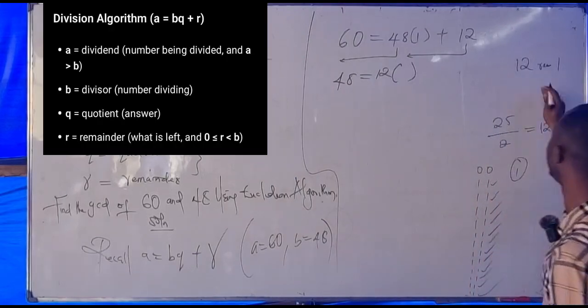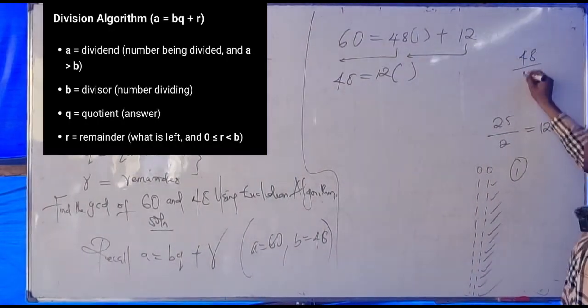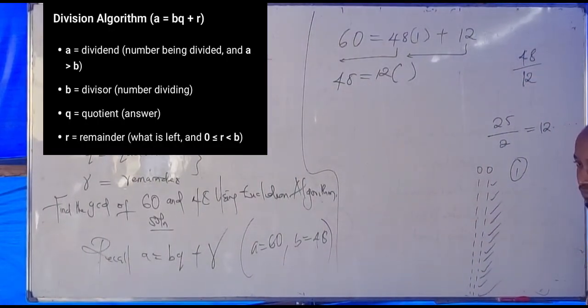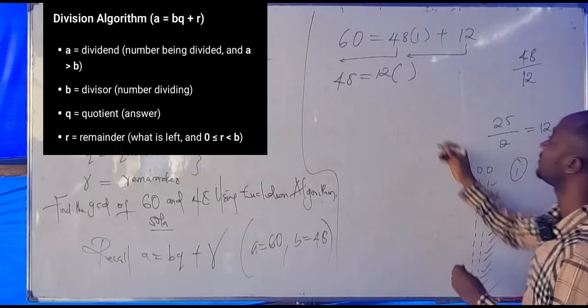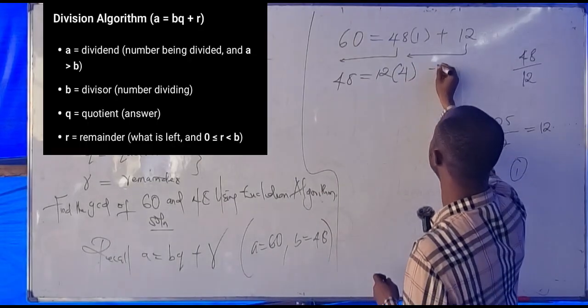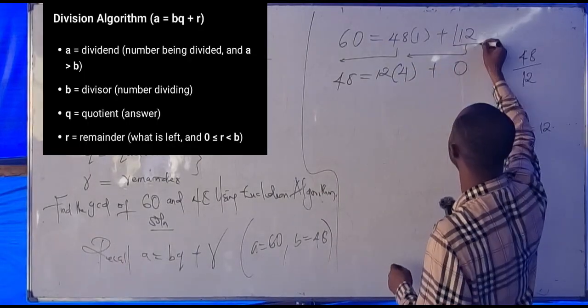I will divide again. 48 by what? By 12. What do you have? Divide now. 3 or 4. Remember, we have 4. Remember what? 0. Therefore, my GCD is what?